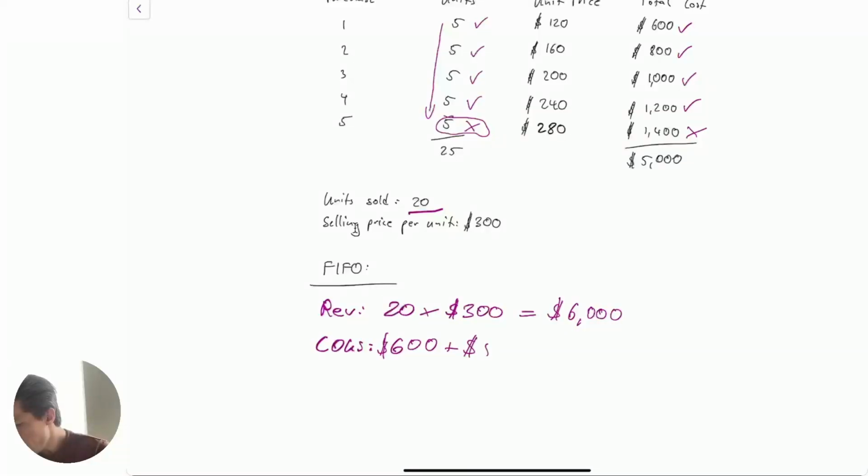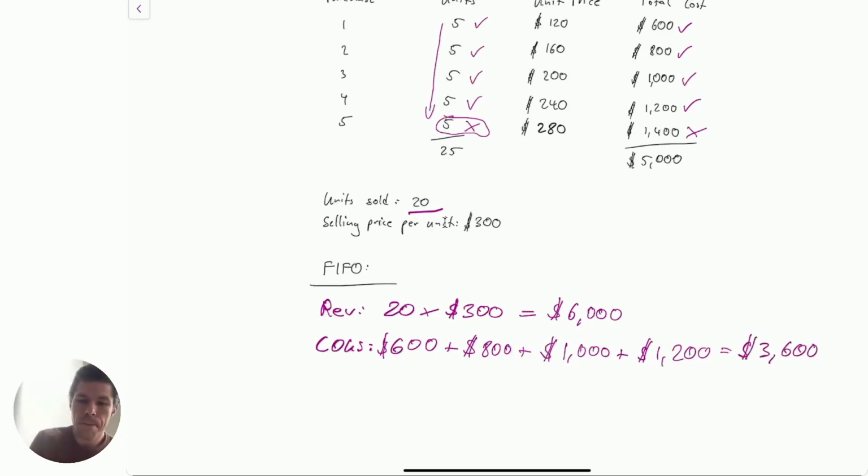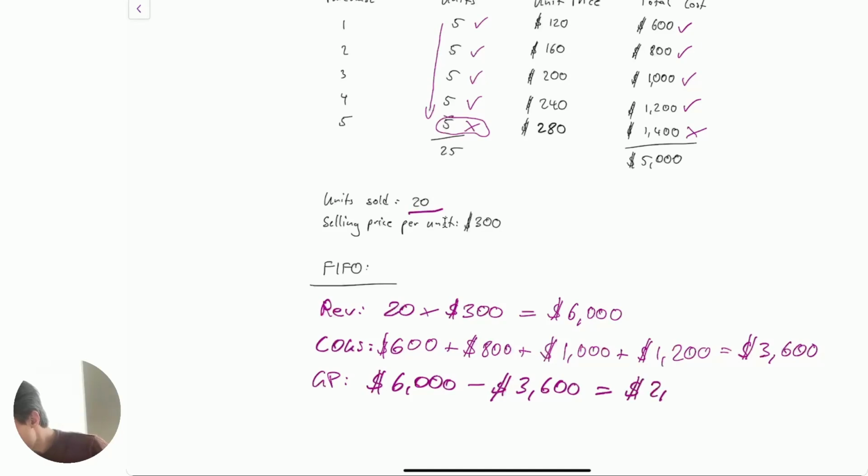So what you have is then 600 plus 800 plus 1,000 plus 1,200 equals 3,600. Yeah, 3,600. And then your gross profit equals 6,000 minus 3,600 equals 2,400. Yeah, 2,400 is your total sales revenue minus cost of sales or cost of goods sold.